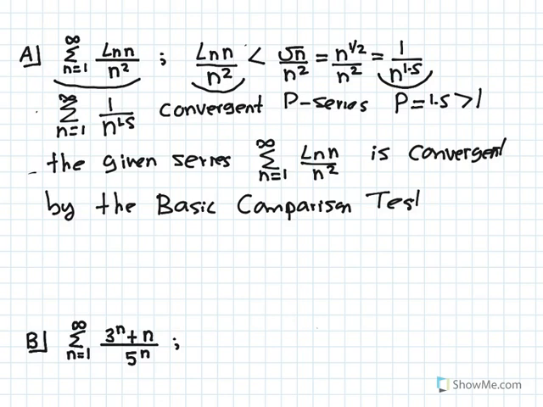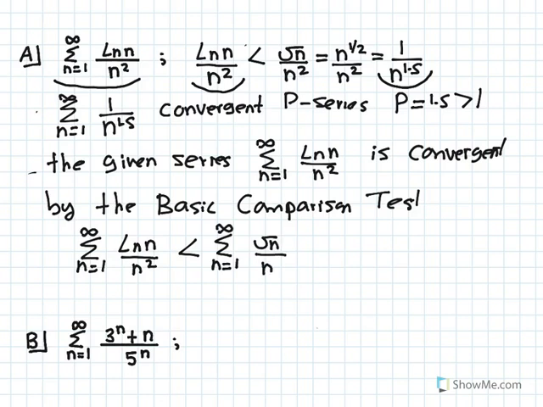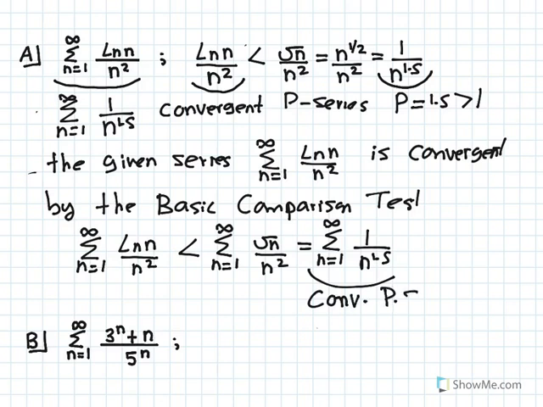So let's summarize. Summation n equals 1 to infinity log n divided by n squared is less than summation n equals 1 to infinity root n divided by n squared, which is equal to summation n equals 1 to infinity 1 divided by n to the 1.5. And what we have here on the right hand side is a convergent p-series. Why is it convergent? Because p is equal to 1.5 greater than 1.